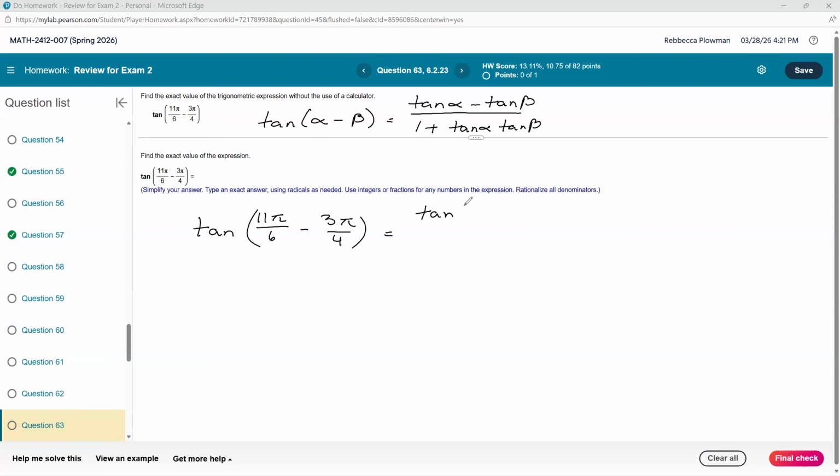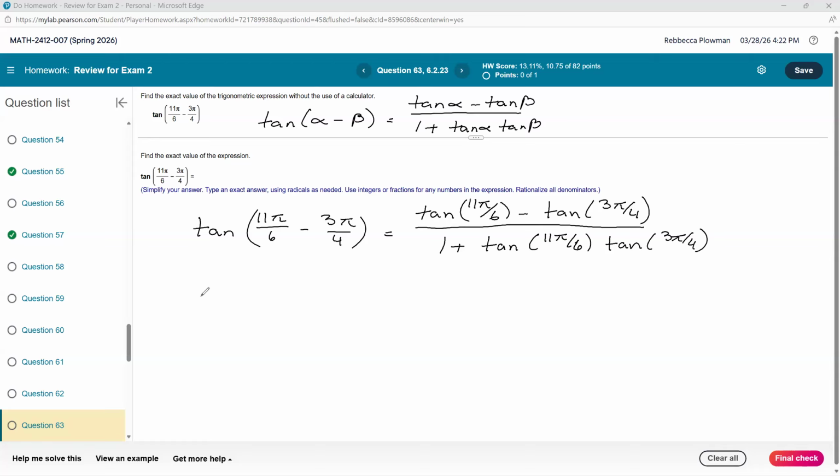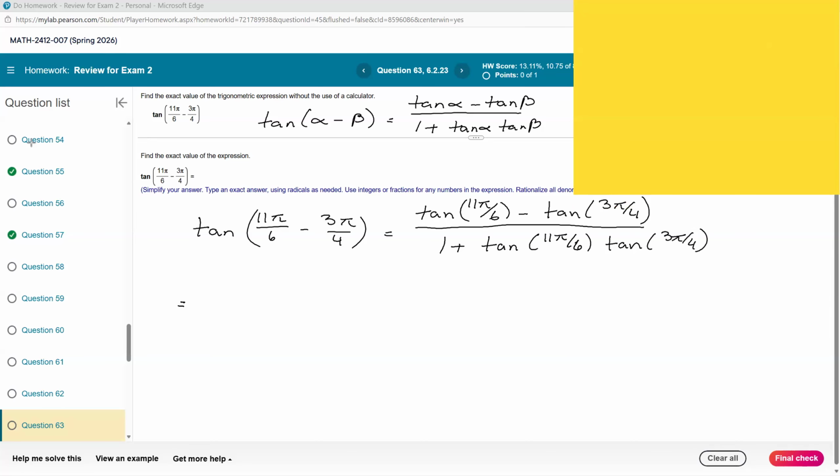So this is just tangent of 11 pi over 6 minus tangent of 3 pi over 4 over 1 plus tangent of 11 pi over 6 and tangent of 3 pi over 4. So if you use your unit circle, remember you're going to have to calculate tangent using sine and cosine. So your tangent, 11 pi over 6.